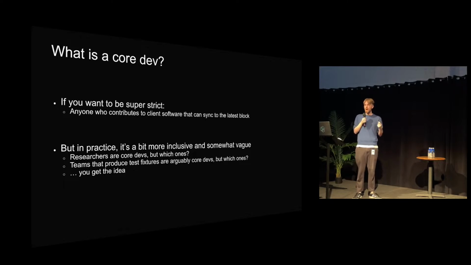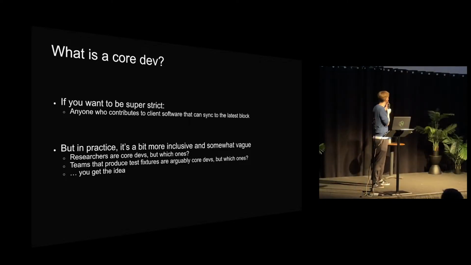But in practice, it's a lot more inclusive, right? Like researchers, in my mind at least, are core devs. But then you can ask, okay, which researchers? Teams that produce test fixtures and infrastructure are arguably also core devs. But again, which ones? I think it's more like a social consensus thing. Like, I think maybe at some point you just get the vibe that, oh, I think people think I'm a core dev, and I think that's about it.